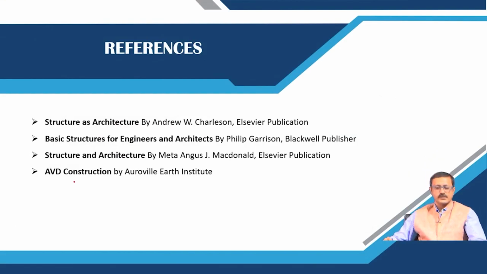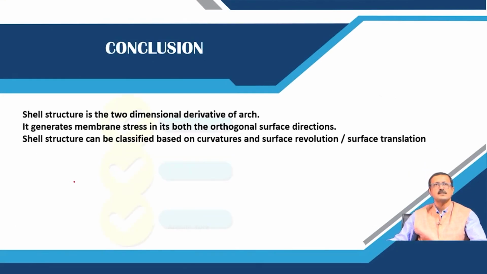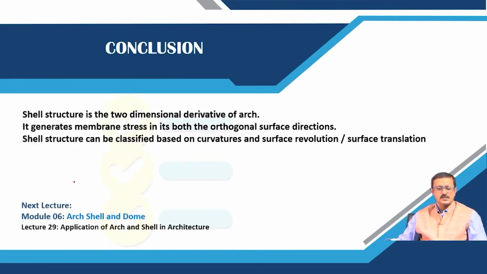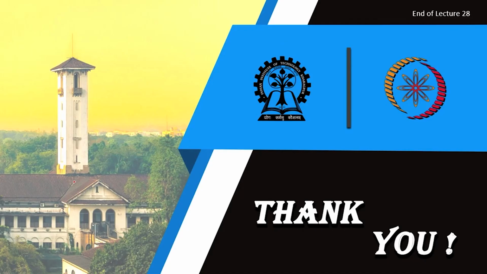So, I have taken some references, and what I have discussed is that the shell is a two dimensional derivative of an arch. It has a membrane stress, and orthogonal directional stresses which it can experience throughout its surface. Shell structures can be classified based on curvature, and sometimes also from the surface of revolution or surface of translation point of view. Thank you very much.